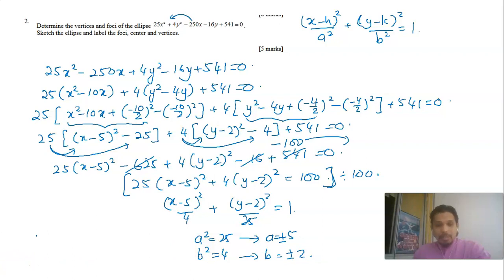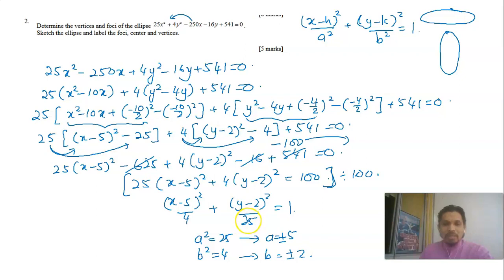Okay, so I did mention, let me re-explain here. In some books, it is stated that a is under x and b is under y, whether a is greater than b or b is greater than a. In another version, they stated that a is always greater than b. A can be below x, or a can be below y. And when a is always greater than b, then a will be the major. So if a is under x, then x will be the major axis, and you will get a horizontal ellipse. Or if a is under y, then y becomes the major, and you will get a vertical ellipse. So that's different then. Right now, I stated my version, where a is always greater than b.